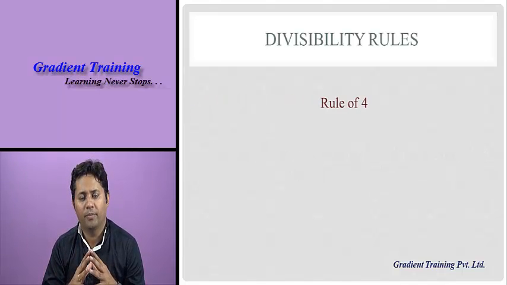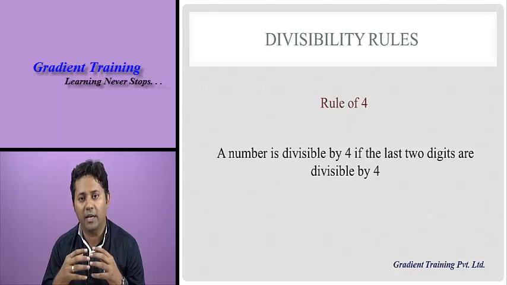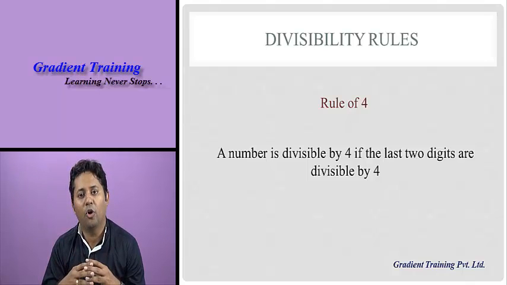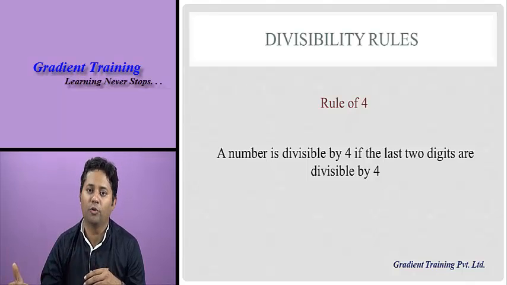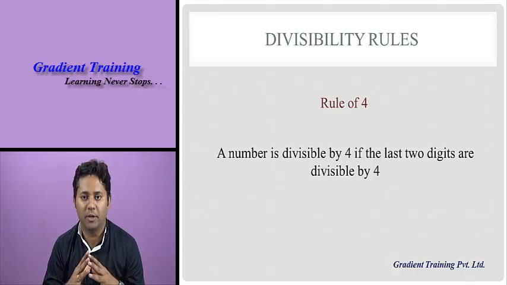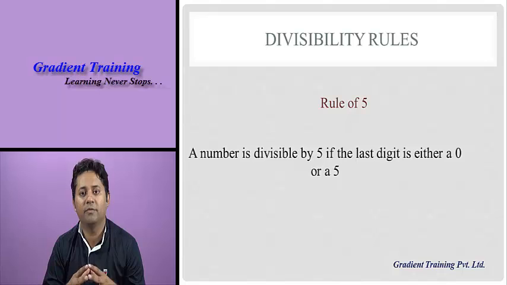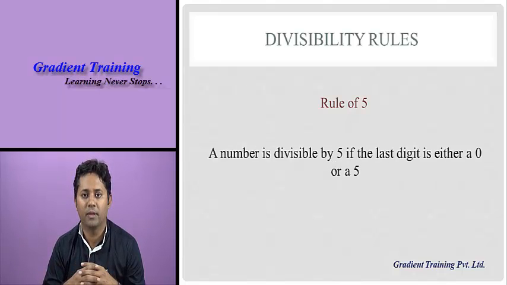Rule of 4. If I have to find out whether a number is divisible by 4 or not, I will just look at the last 2 digits. If the last 2 digits are 0, 0 or they themselves are a multiple of 4, for example a number ending with 24, I know 24 is a multiple of 4, I am sure the entire number is a multiple of 4. Rule of 5. The last digit should be 5 or 0. Then the number is divisible by 5.